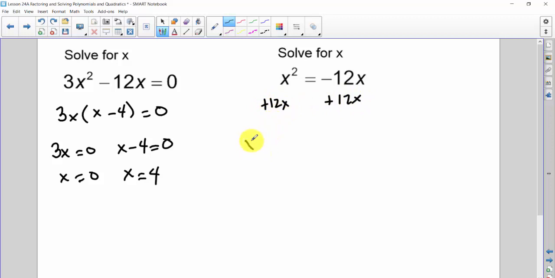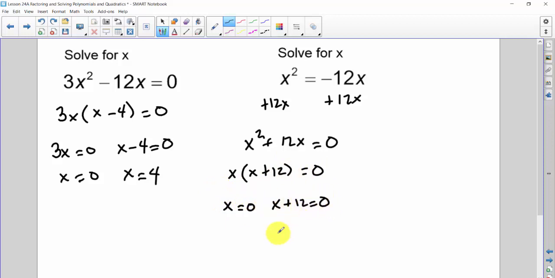Not like terms, so I have x squared plus 12x is equal to 0. Now I can use the zero product principle after I factor, pulling out an x: x times x plus 12 is equal to 0. Now I have two factors, so x equals 0, or x plus 12 equals 0. Thus x equals 0 and x equals negative 12. Again, you have to have a side equal to 0, and then you have to have factors in order to use the zero product principle.